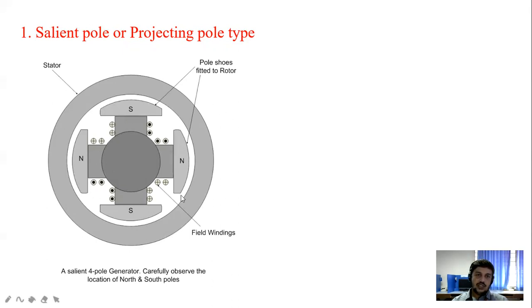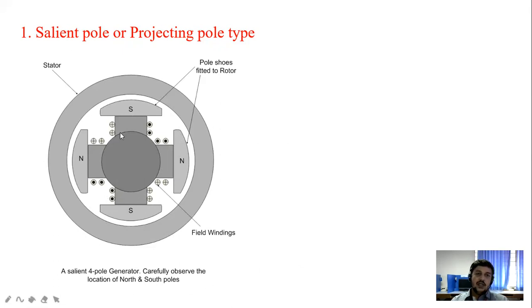So this is the rotating part. The rotor is not a complete cylindrical rotor. It is made up of salient poles. These are the salient poles, and these salient poles are fitted on a central shaft to form the entire rotating structure. This outer structure is the stator. These are the poles, and the field winding is wound over the pole core.